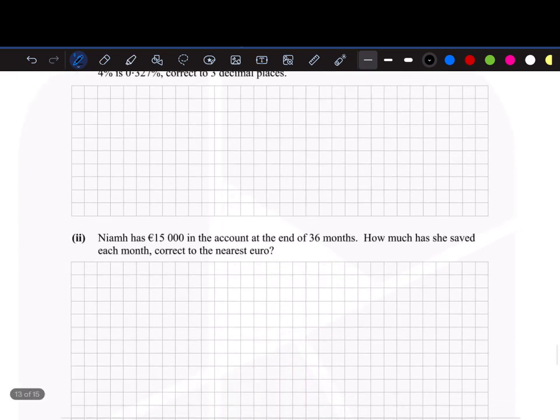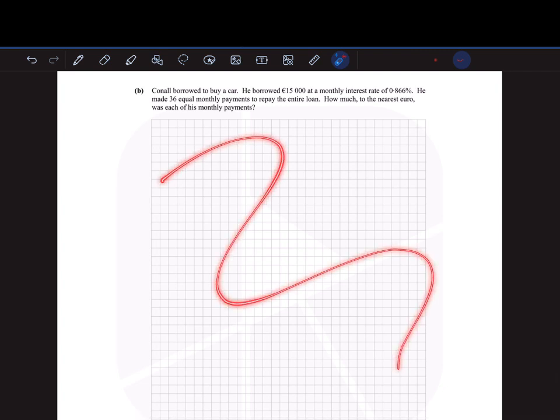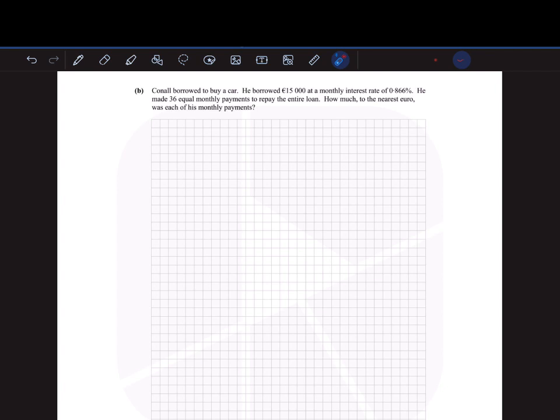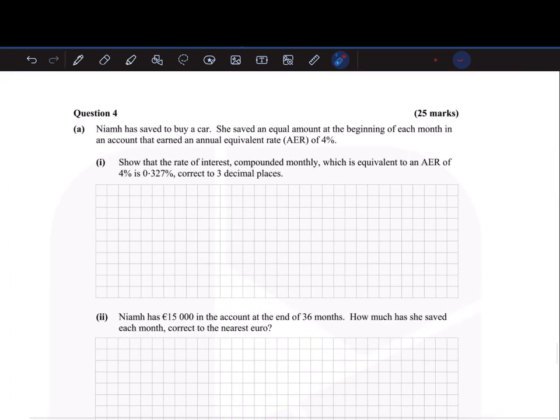The next one, there are 3 questions in it. This last one I'm not going to do, because questions like this never get asked anymore, and the answer is a little bit funky, so I don't want to confuse you in the rest of them. But for question 4, we have: Neve has saved to buy a car. She saved an equal amount at the beginning of each month in an account that earned an annual equivalent rate of 4%. Show that the rate of interest compounded monthly, which is equivalent to the AER of 4%, is 0.327%, correct to 3 decimal places. So this is going to be a changing interest rate sort of question.